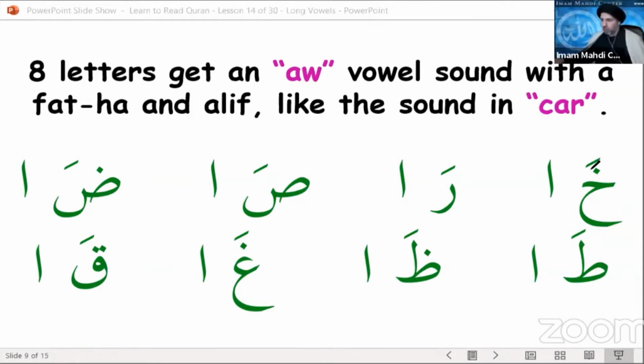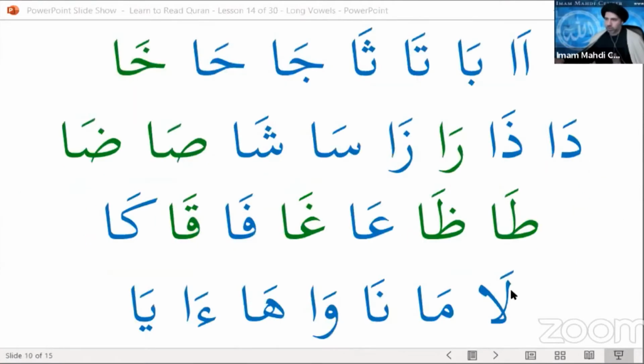Now, the same way that they had a special pronunciation for the fatha, these 8 letters have a special pronunciation for the long vowel with the alif. So you see, normally with the other letters, now let's first go over these letters: the kha, the ra, sad, dad, ta, dha, ghain, and qaf.